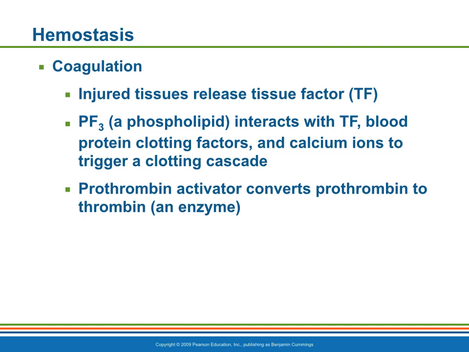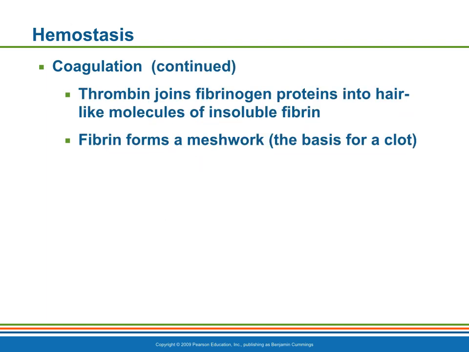Now, this activator is called the prothrombin activator, and it converts prothrombin, present in the plasma, to thrombin, which is an enzyme. Wow, say all that real fast. Now, thrombin joins soluble fibrinogen proteins into long hair-like molecules of insoluble fibrin, which forms a meshwork that traps the red blood cells and forms the basis of the clot.